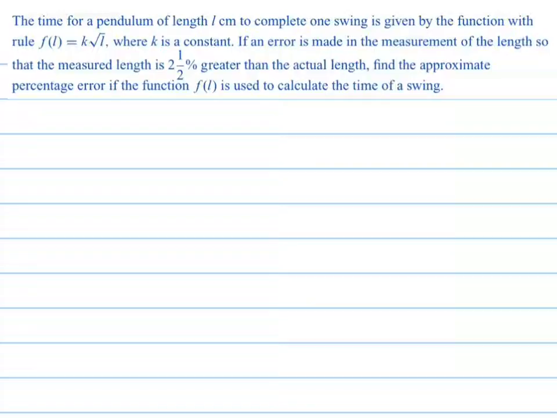The time for a pendulum of length L centimetres to complete one swing is given by the function with the rule f of L. That's the period, they call that in physics. The period is the time necessary to complete one whole cycle of something which repeats on and on and on. That's equal to k, where k is a constant, times root L, where L is the length of the pendulum.